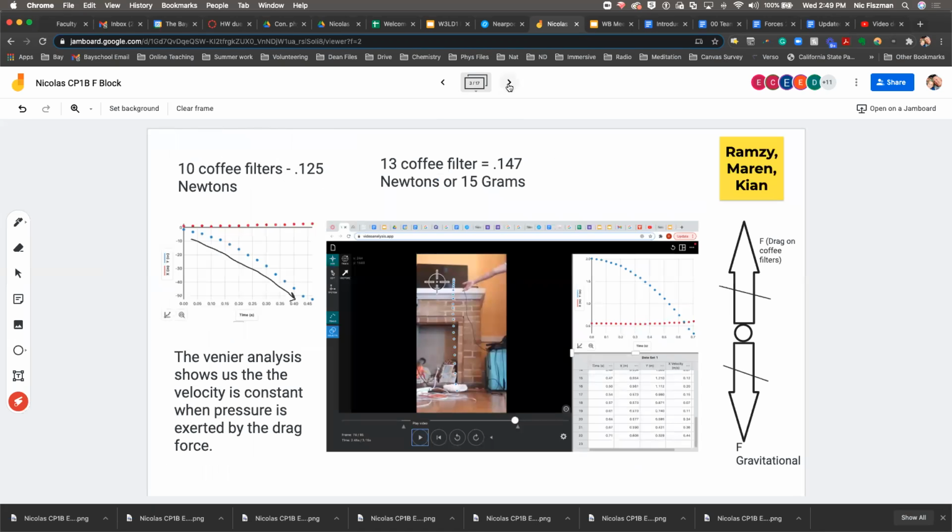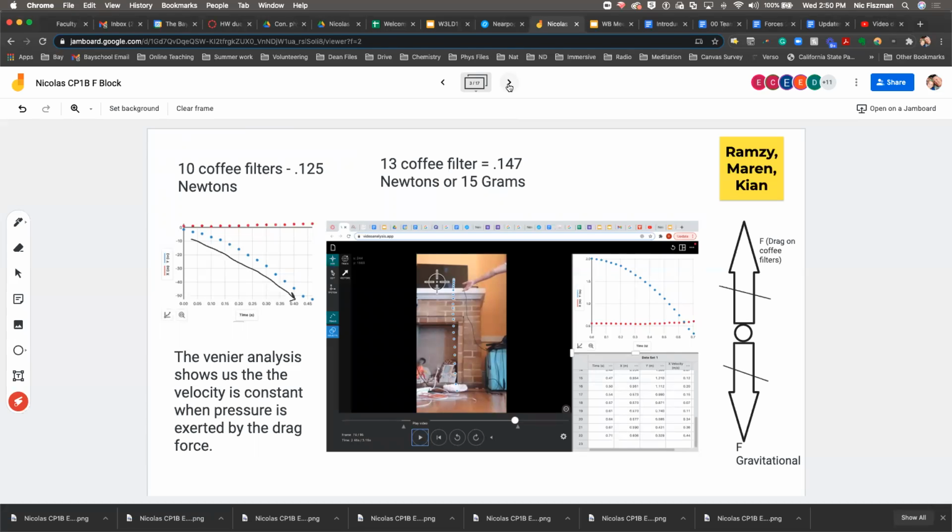Ramsey, Marin, and Kian. So we all had different amounts of coffee filters. So I know Ramsey used 10, I used 13. Or I think Marin used 10, sorry. But for this data, for 10 coffee filters, we got 0.125 newtons. And for my 13, we got 0.147 newtons or 15 grams. Okay.